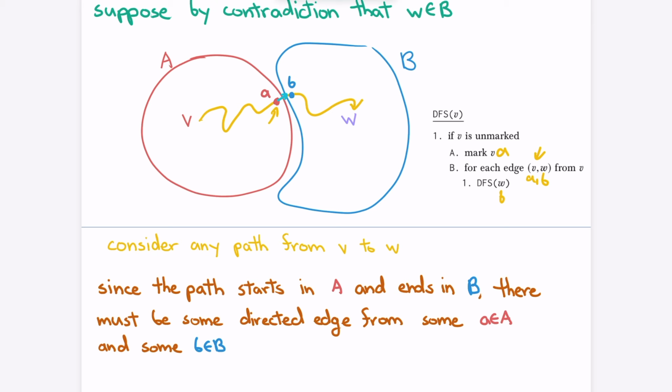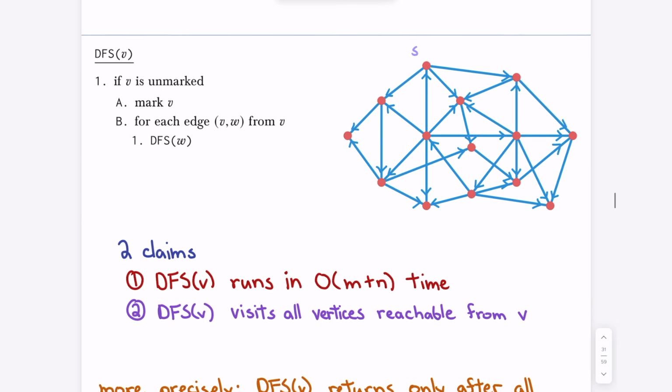There must be some path. It starts on one side, ends on the other. There must be some edge. You pinpoint the part where there's some issue. Say, I know that A got marked. That means the edge must have got traversed. B must have got marked. But you said that B didn't get marked. There's our contradiction. Nothing too surprising. It's just how we get it down clearly that is really the lesson point. Okay, good. So much for that.